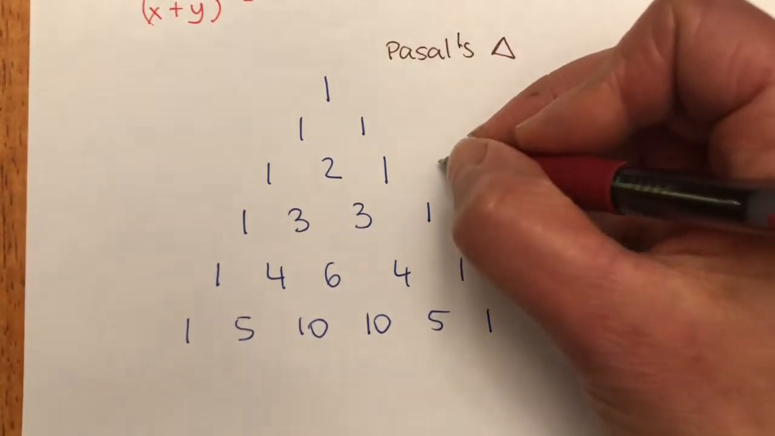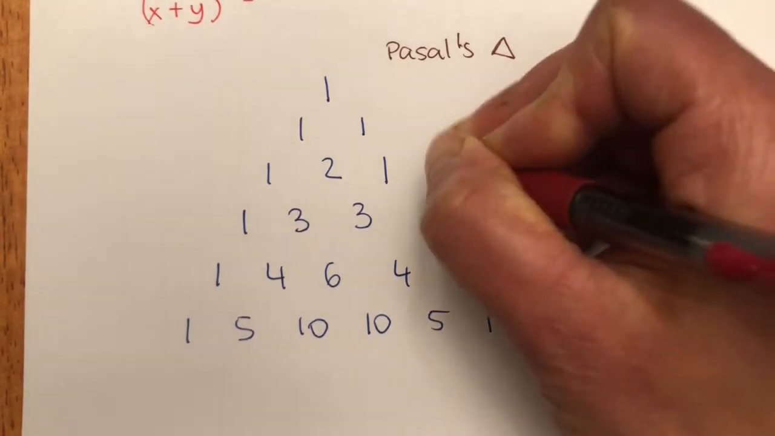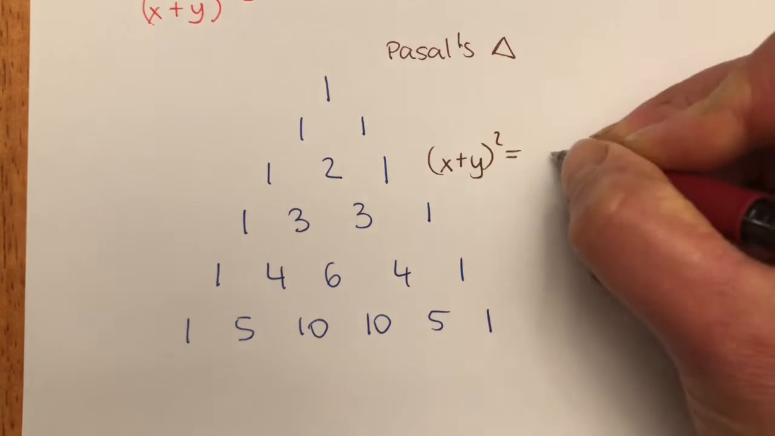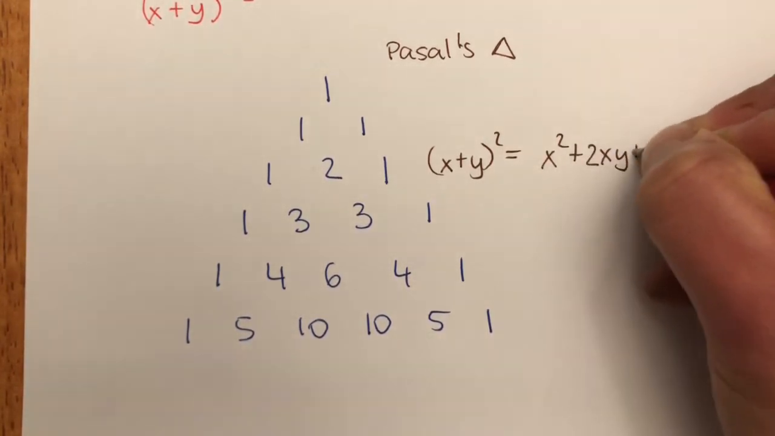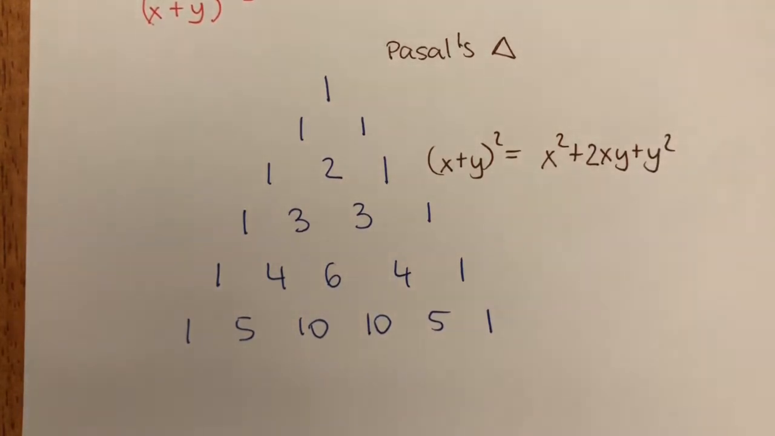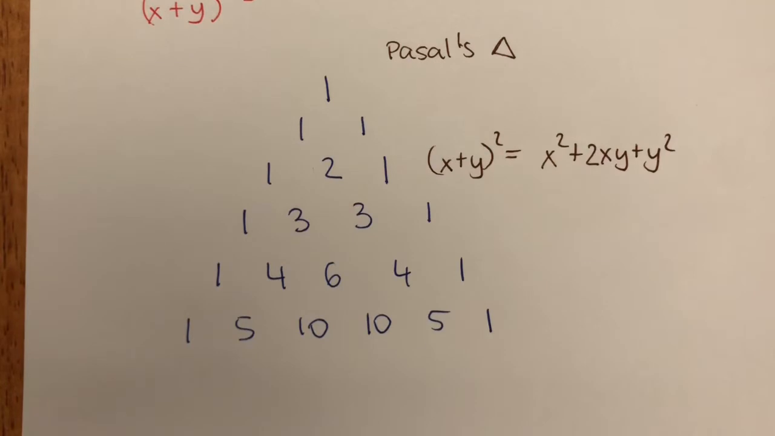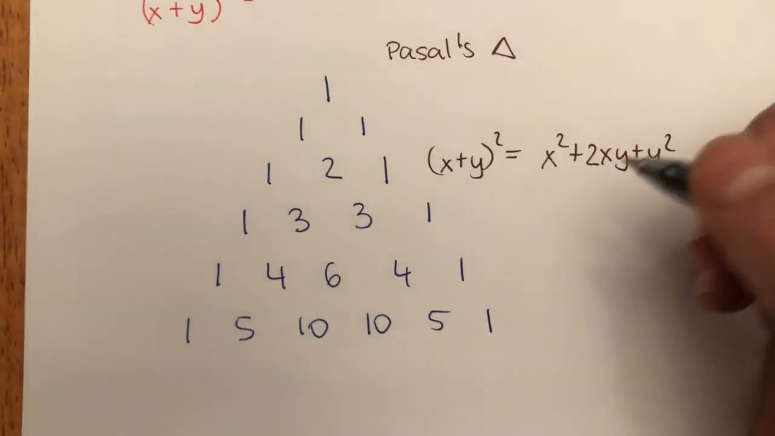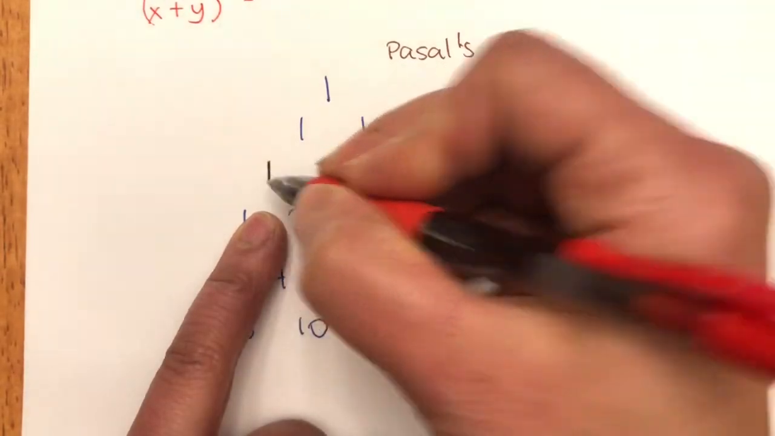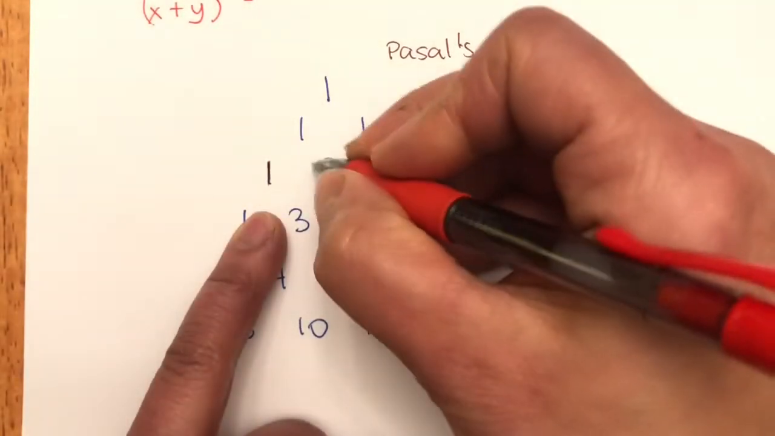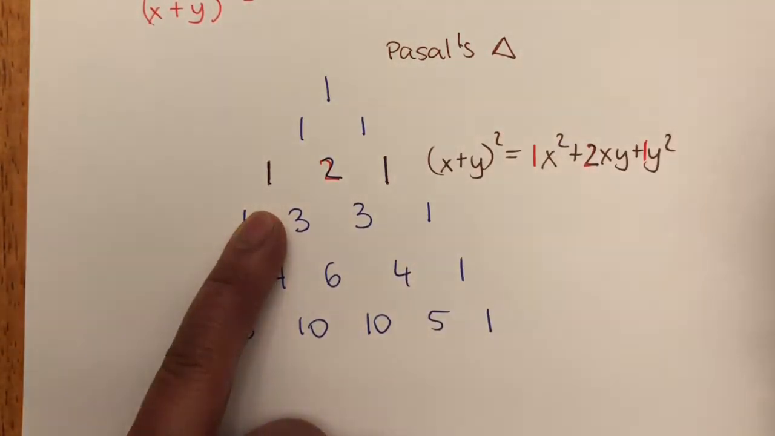Well, let's see. If I have x plus y squared, I've done this. I knew the answer right away. x squared plus 2xy plus y squared. If I asked you, how does this relate to our Pascal triangle? If you are quick at looking at the patterns, you would notice that I have 1 here. Here's the 1. I have 2 here. This is the 2. And I have 1 here, this is the 1.